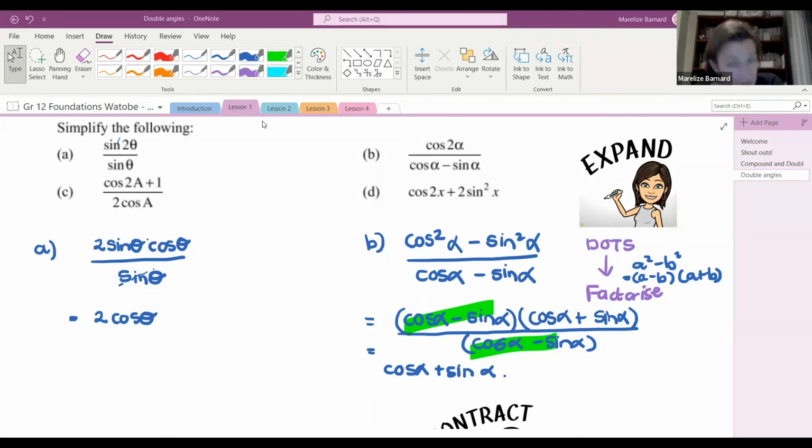Lesedi, because the cos alpha minus sine alpha, remember that whole bracket is the same as the whole denominator. That is why we can divide it.